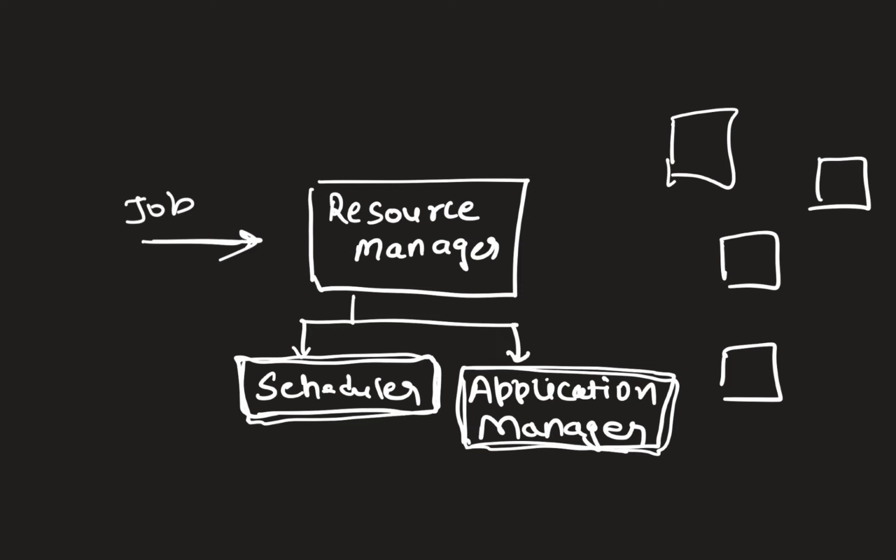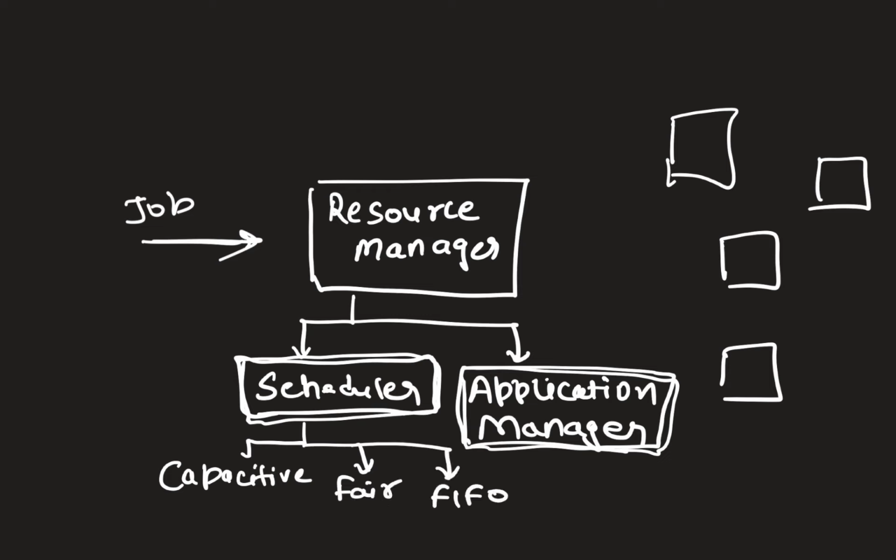Now this scheduler also are of different types. For example, there is a capacitive scheduler, then there is a fair scheduler, and then there is a FIFO scheduler. So briefly talking about that, FIFO is very much clear from the name that any job which is coming for the resource to the resource manager for the submission, it follows a FIFO concept, first in first out. Whichever job will come first will be allocated the resources first.